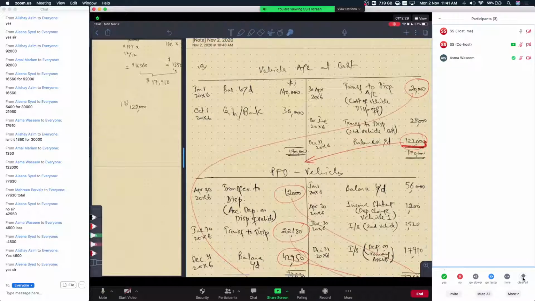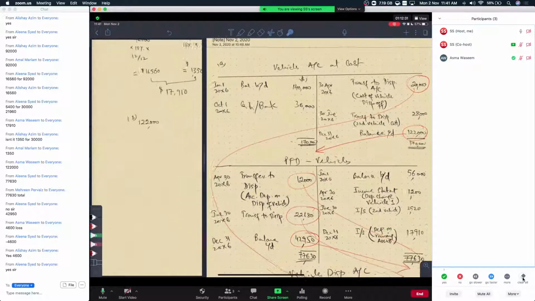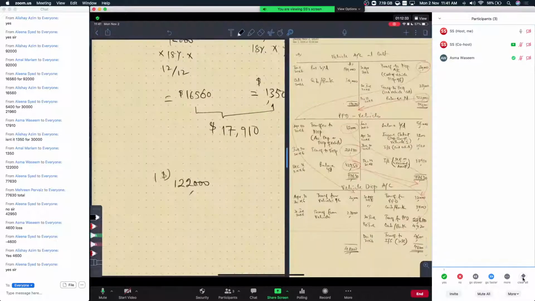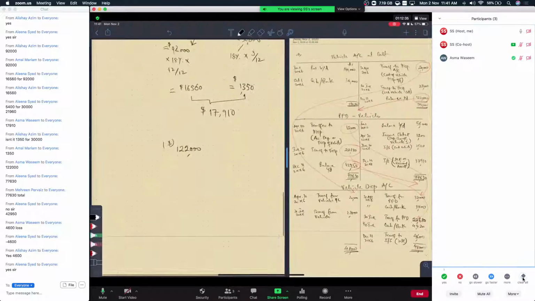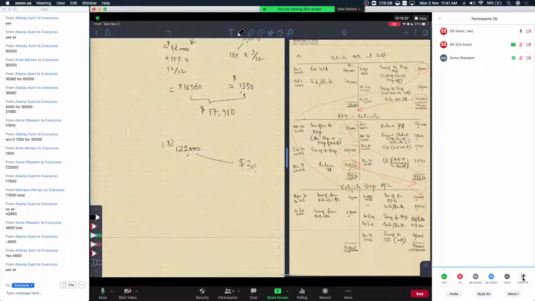So out of 122,000, we know that 30,000 costing asset was just bought. So what about the remaining $92,000 costing asset? वो आपके पुराने वाले assets हैं ना?